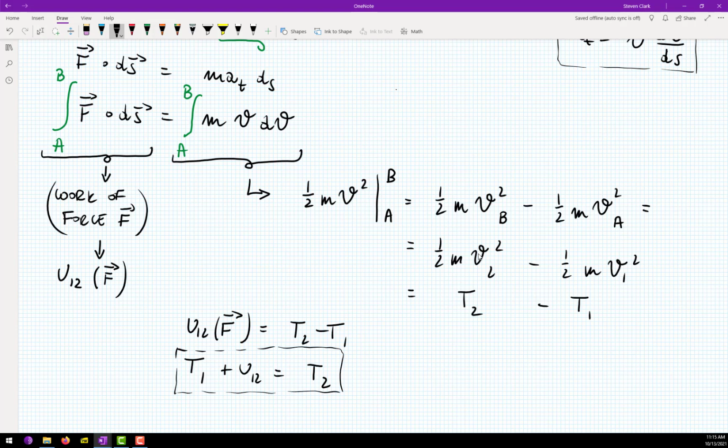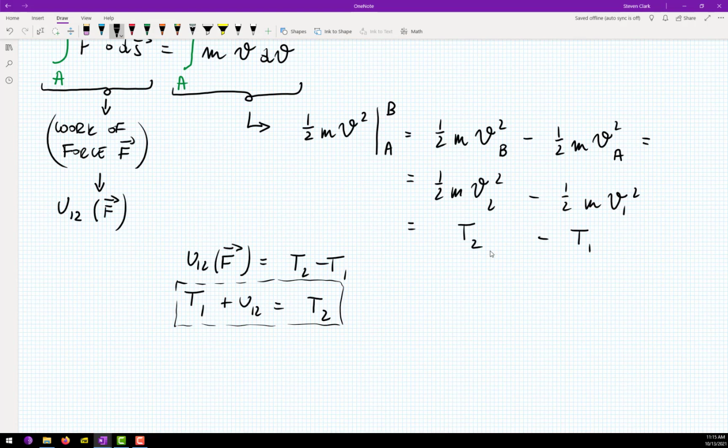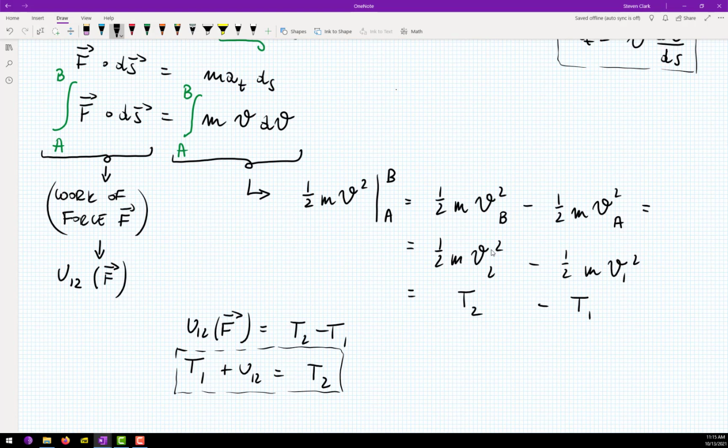So in other words, if we start our motion with kinetic energy 1 at point A, and there is some force acting on our body that is doing work, we will end up with a different kinetic energy at point B, kinetic energy 2.